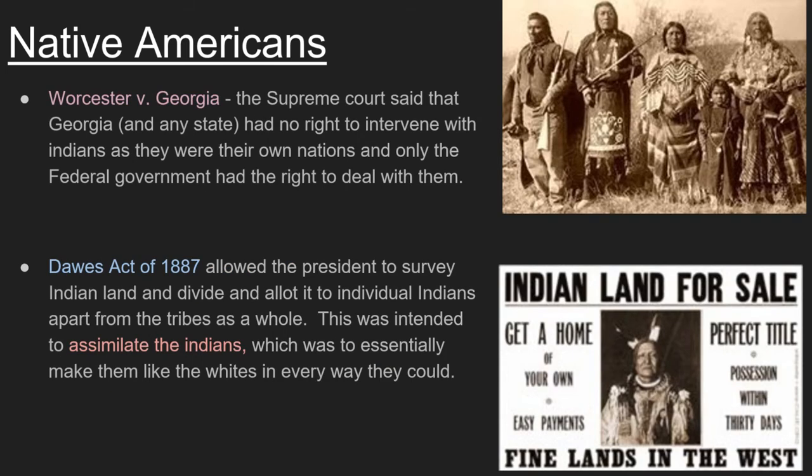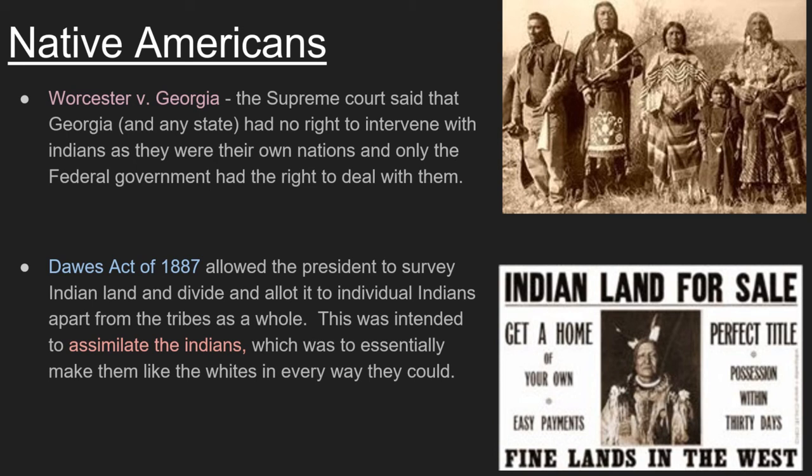Worcester versus Georgia: the Supreme Court said that Georgia and any state had no right to intervene with Indians as they were their own nations. So the Indians were their own individual nations, and only the federal government had the right to deal with them. There's a lot of backstory here, but as long as we have that idea, then we'll know that Andrew Jackson completely subverted the Supreme Court decision when he forced the natives to leave their land.